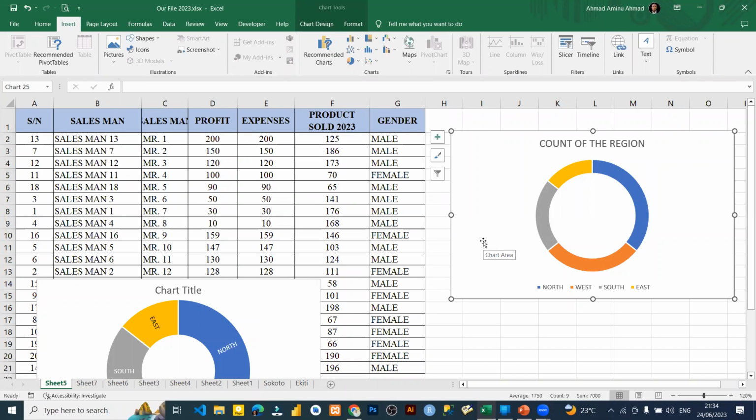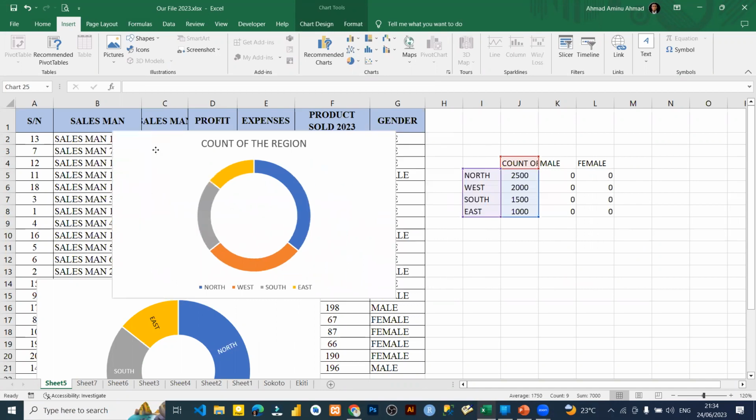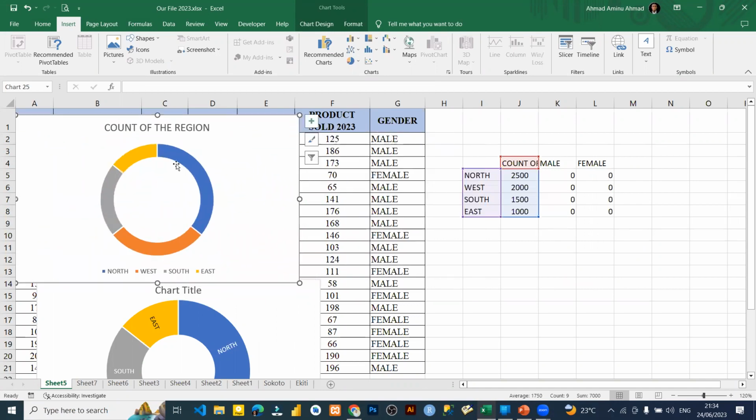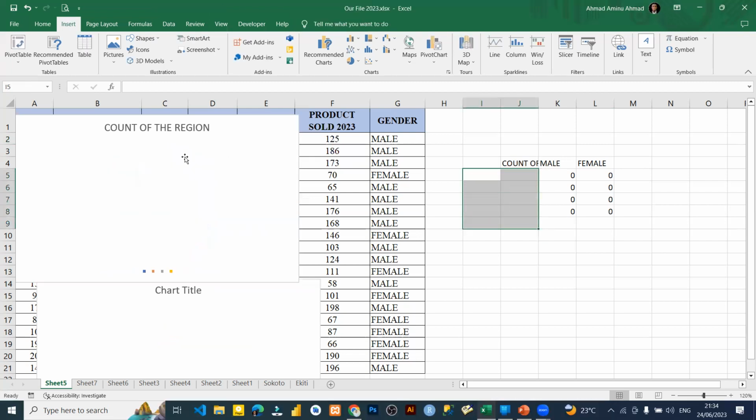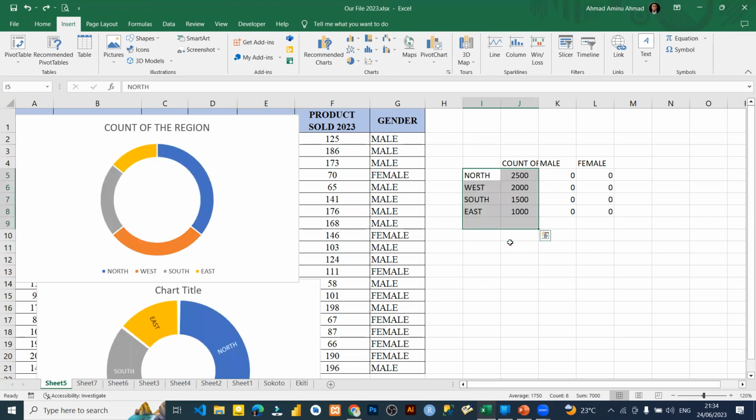Let me tell you one thing about charts. If, for example, I create this chart, this is the data I use to create it. If I delete the data, the chart will disappear. You see, everything will go. So when you are doing the analysis and creating visualizations of data, don't delete any data that you visualize. Just leave it.